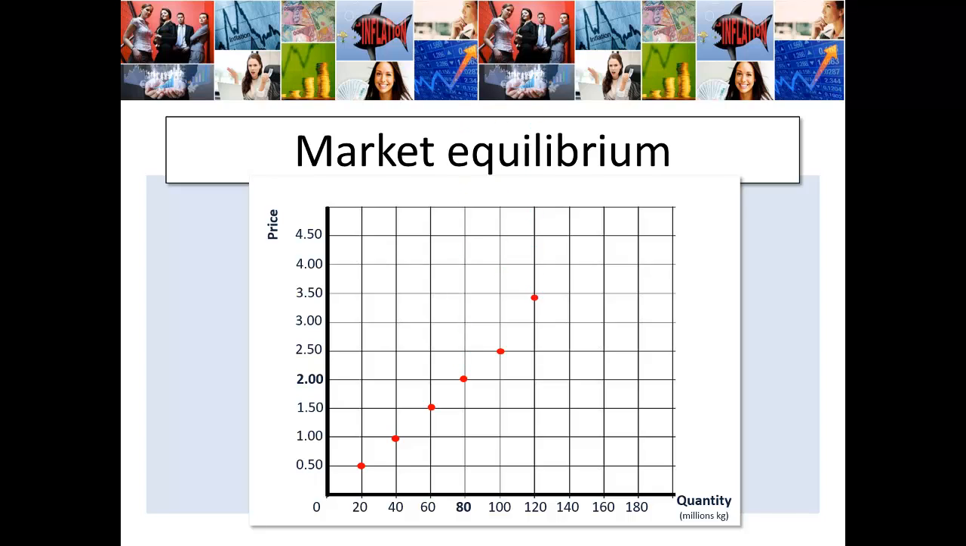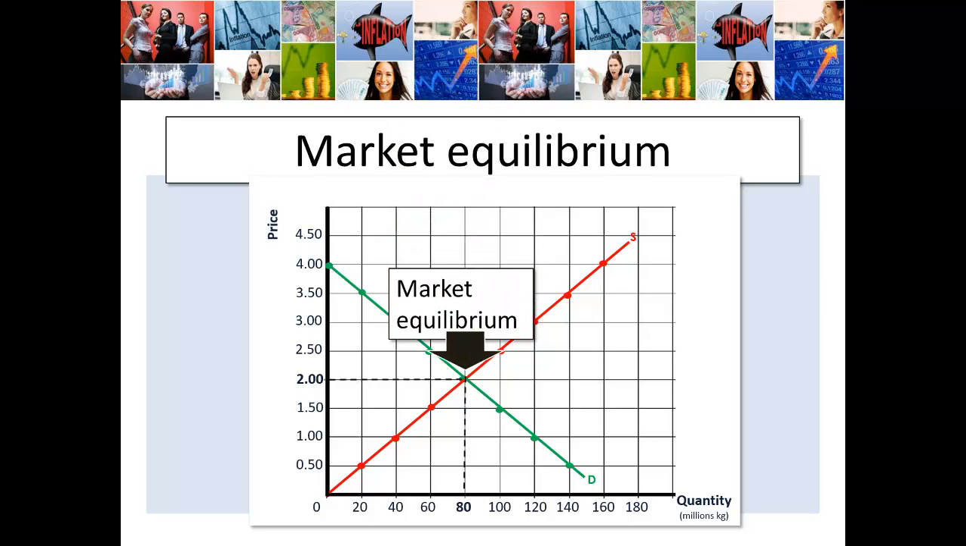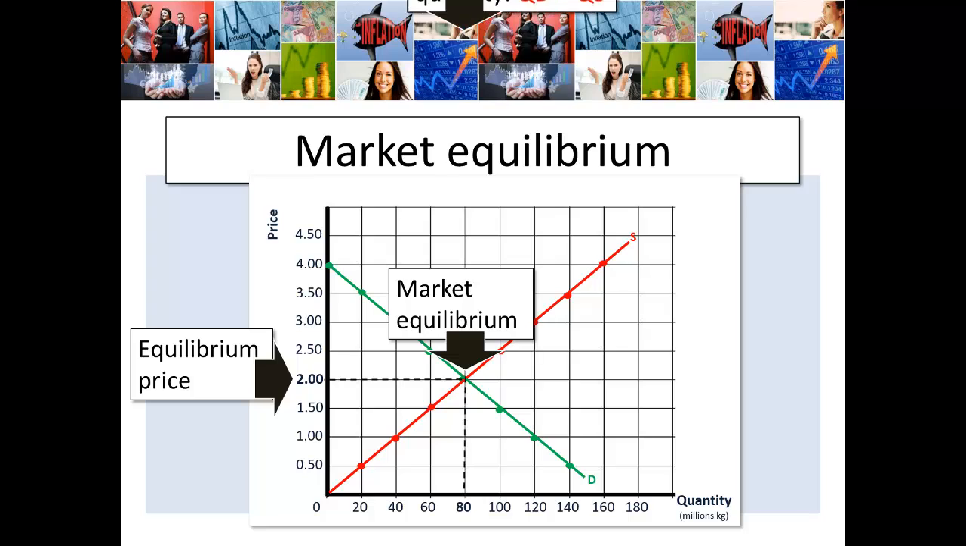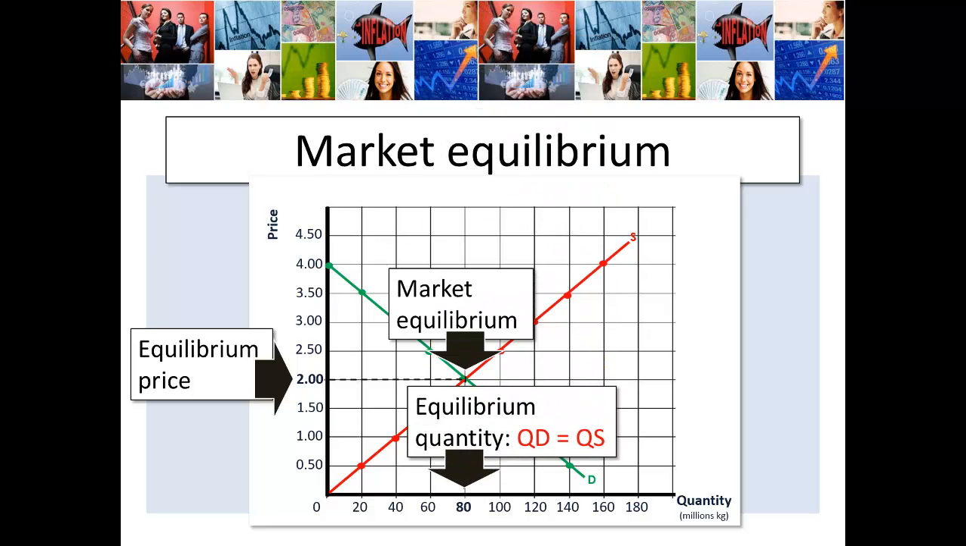And if we took that information and used that data to plot our supply and demand curves, it would show exactly this. Supply and demand are equal at $2, and that gives us quantity supplied equals quantity demanded at 80 million kilograms. Market equilibrium, equilibrium price, and at the equilibrium price, quantity demanded equals quantity supplied.